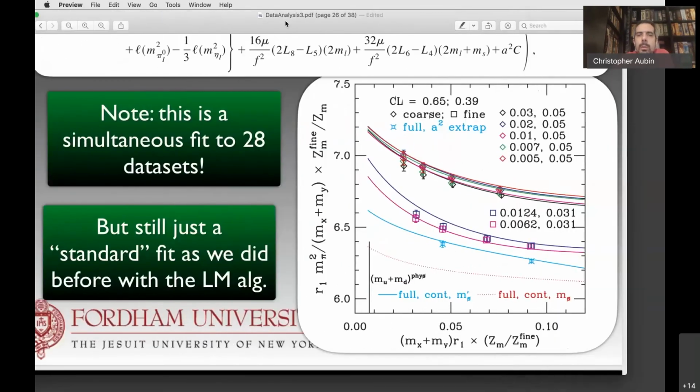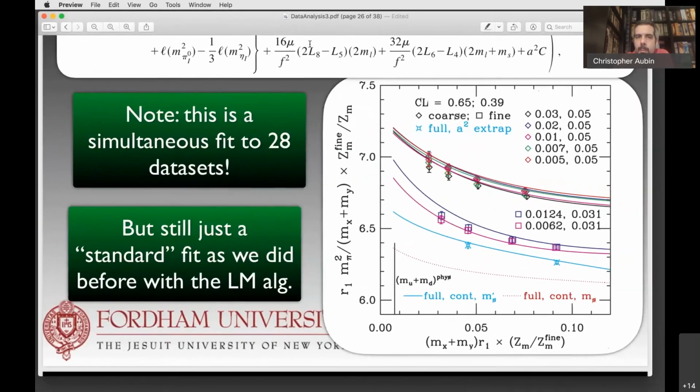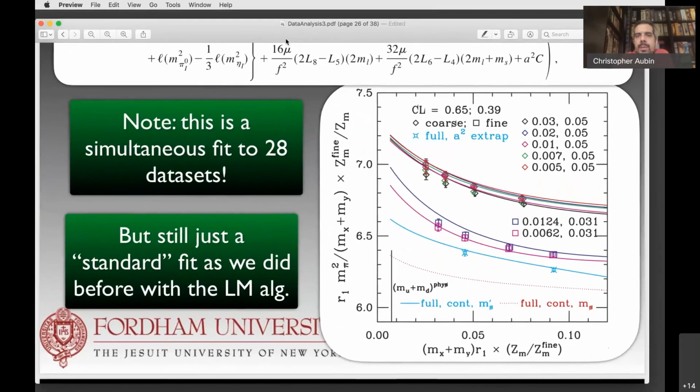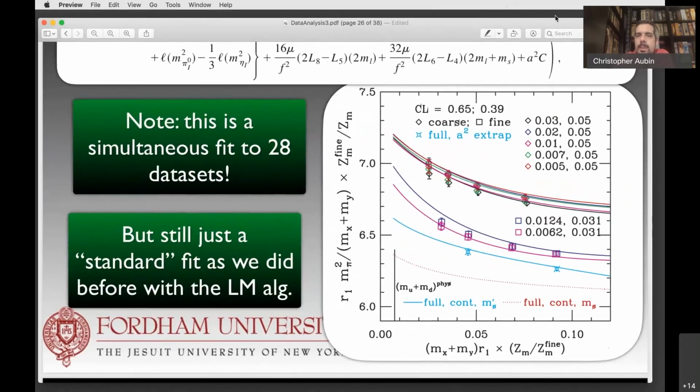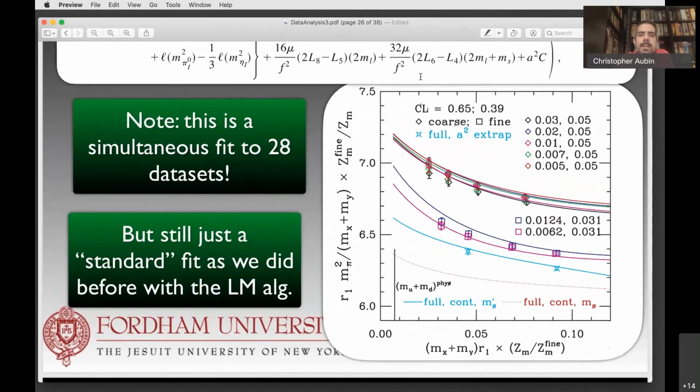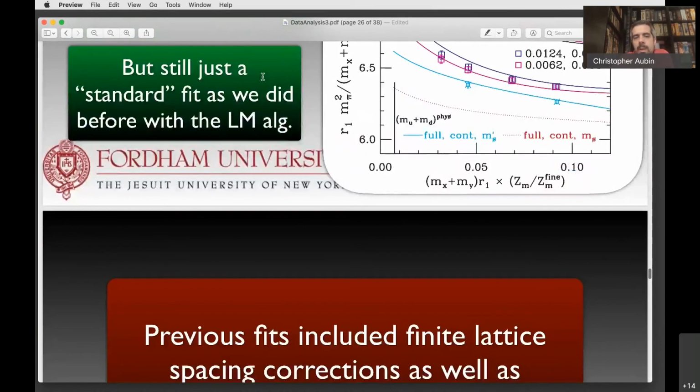There are groups that don't use perturbation theory and just use various models and fitting techniques. But this has a nice theoretical basis behind it, which is why I like it.